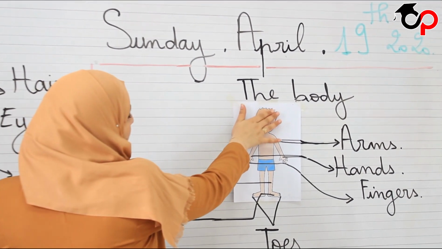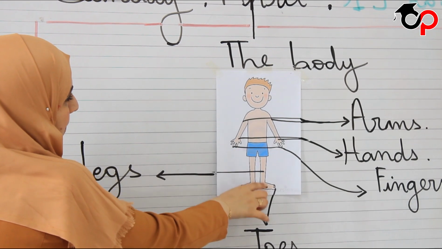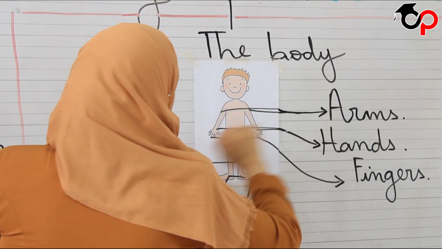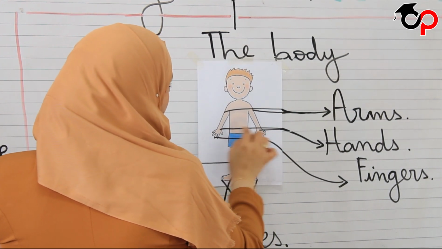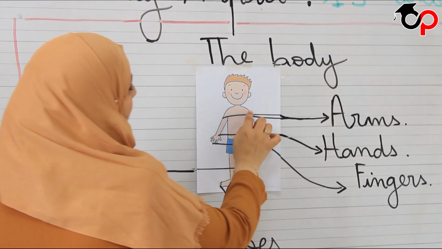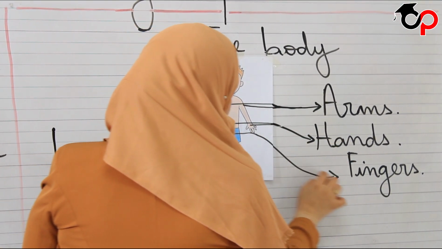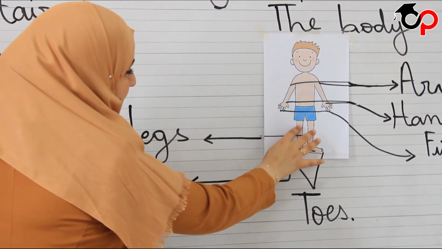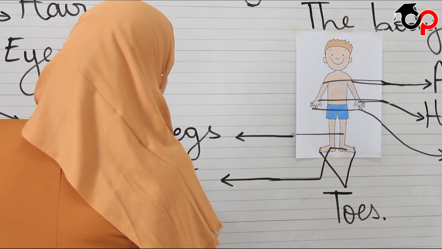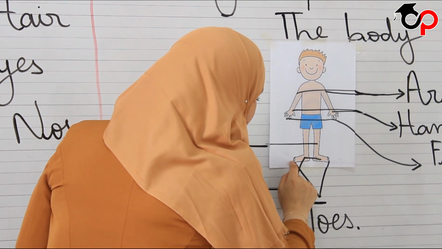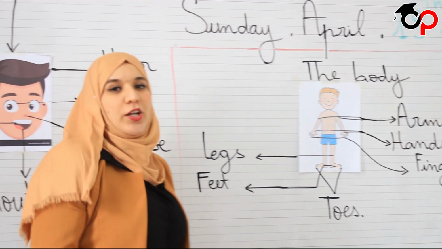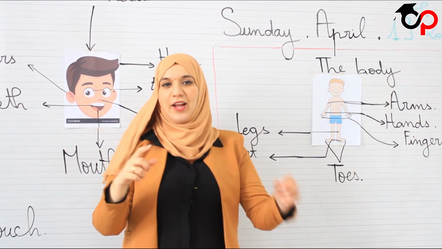So, this is called the body, the whole body. These are called arms, these are called hands, and these are called fingers. Arms, hands, fingers. And these, we call them legs. These are called feet. And these, we call them toes. Toes.